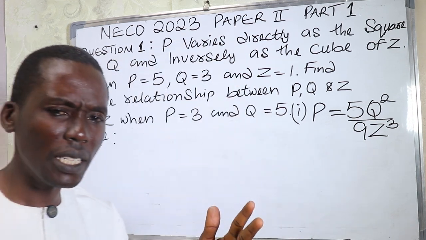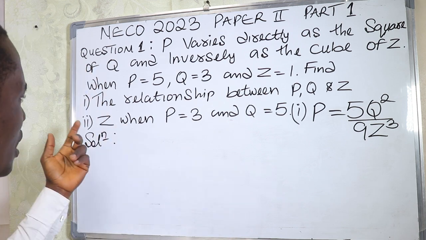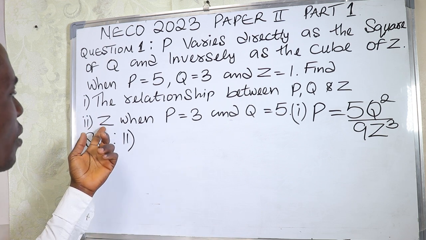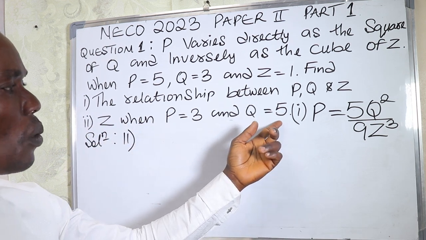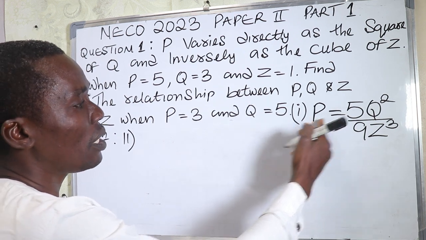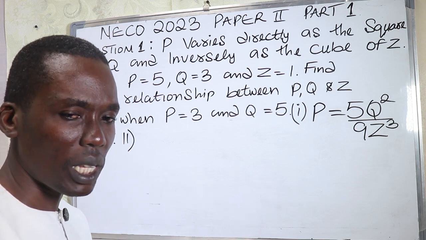So the next thing you now start thinking about is to get your second 4 marks. Now the II question says you should find Z when P is equal to 3 and Q is equal to 5. Now if you look at this parameter, we have quantities P, Q and Z. We don't have any value attached to them.